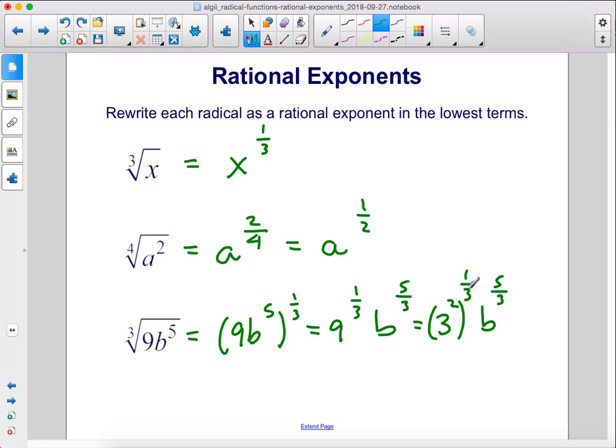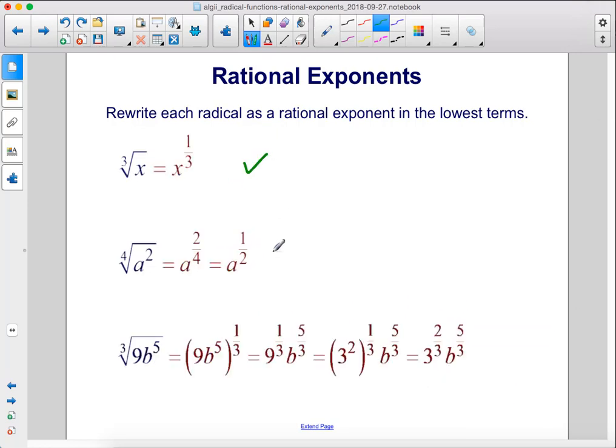And so we have a power and a root here, so we can combine these into one fraction. So that would be 3 to the 2 over 3 power times b to the 5 over 3 power. And there we go.